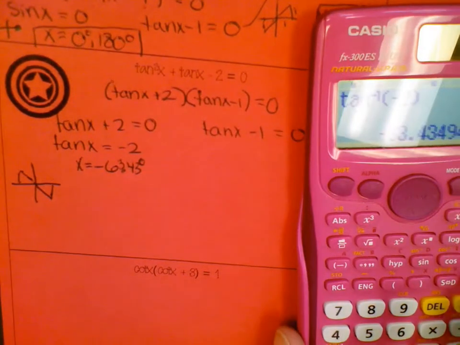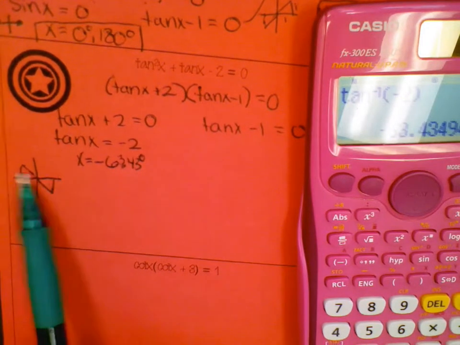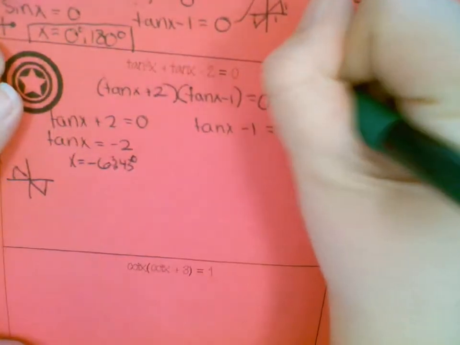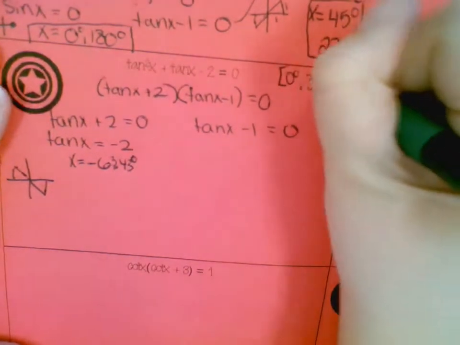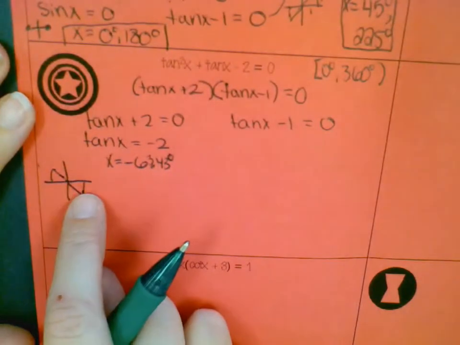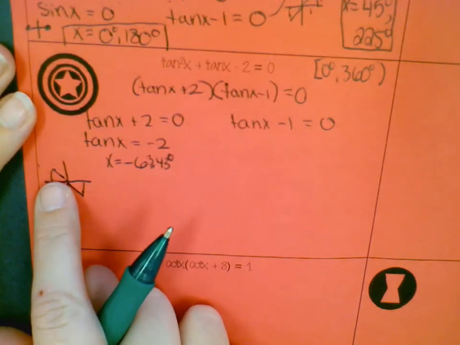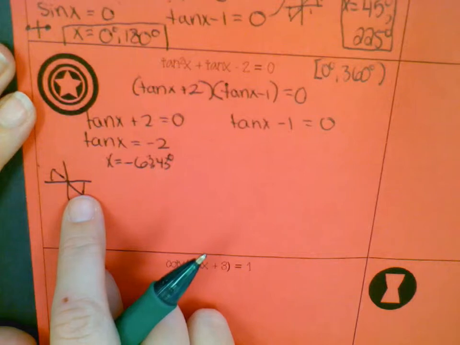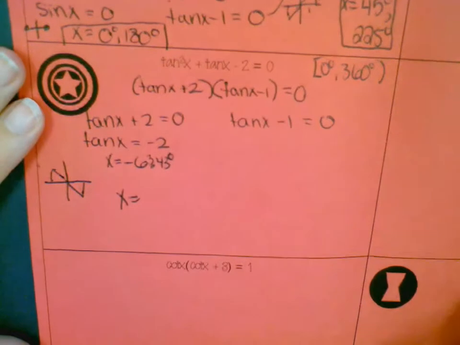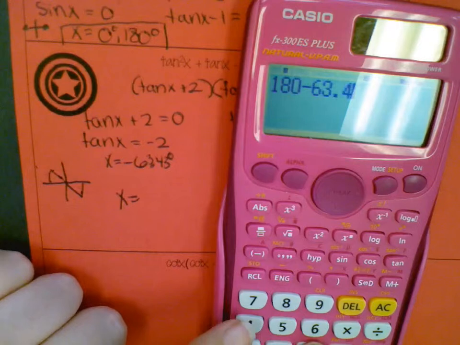Okay, so that's not our final answer because we want a value between 0 and 360. I know I didn't type it on here, but usually they say that your answer needs to be between 0 and 360. Okay, so we need to get our answer in quadrant 2 and the answer in quadrant 4. So remember, in quadrant 2, it's 180 minus your reference angle. And in quadrant 4, it's 360 minus your reference angle. So if we do 180 minus 63.43, we'll have our quadrant 2 answer.